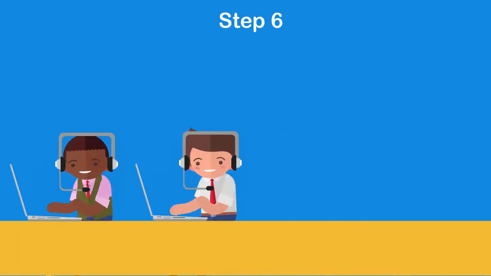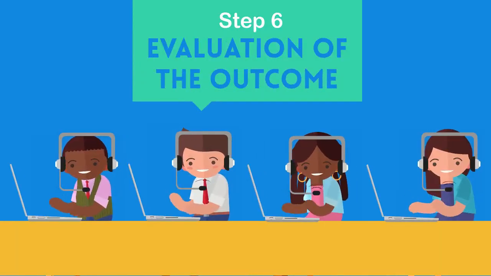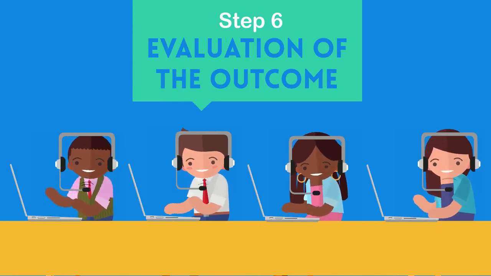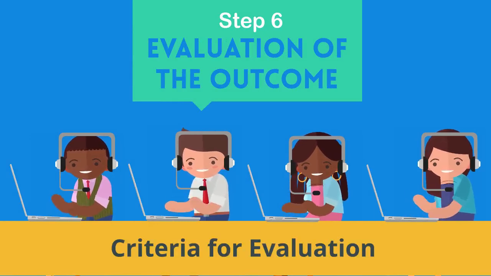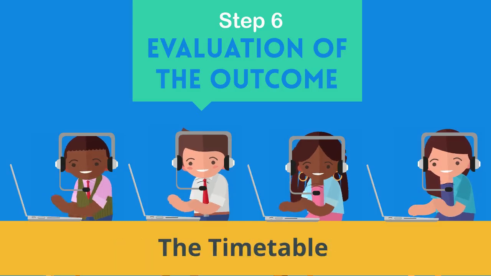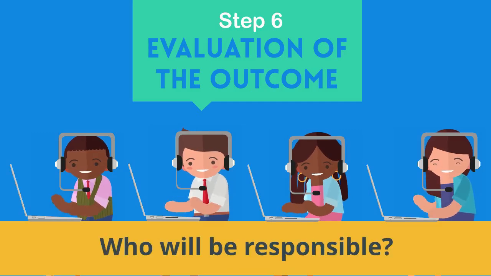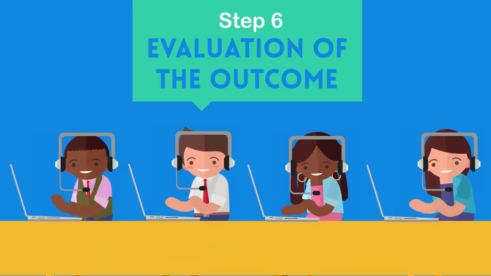Step 6 is evaluation of the outcome. To ensure adequate evaluation, the group should reach a consensus on 1. The criteria for evaluation. 2. The timetable when results should first be expected. And 3. Who will be responsible for reporting back information to be evaluated?